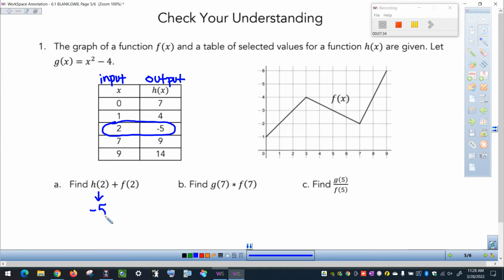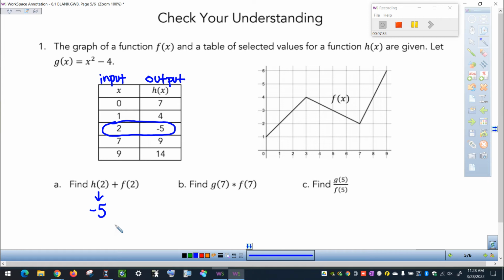I'm just going to use a little arrow here. We don't need to show any work for that. We're just going to simply find it in the table and state what it is. So h of 2 is -5. Now we're going to go over here and find f of 2.